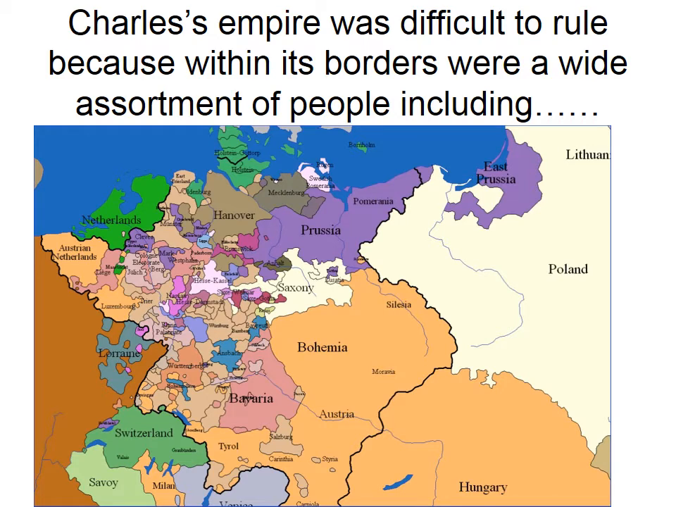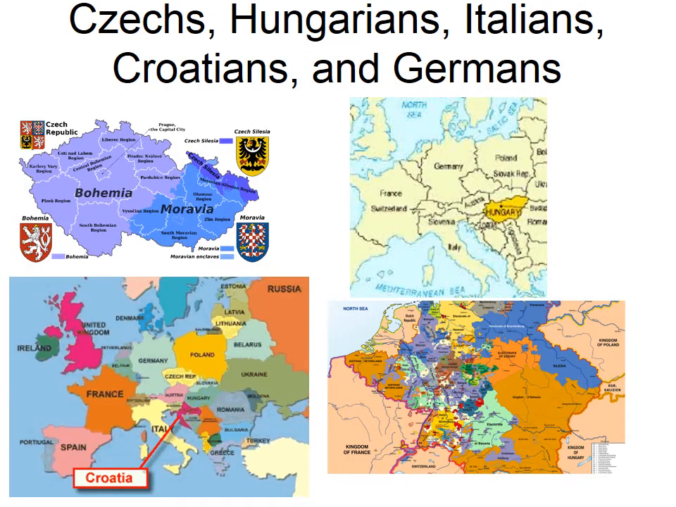As we mentioned before, the Holy Roman Empire was very difficult to rule, and so this is going to be the same for Charles. Its borders were a wide assortment of people. This included Czechs, Hungarians, Italians, Croatians, Germans, and if you guys know anything about those cultures, they're very, very different. They speak different languages, they eat different food, they wear different clothing, and so because of this diverse culture, this is going to pose a problem for anyone who rules over the Holy Roman Empire. And this is one of the main reasons why Germany winds up uniting later on, and we'll discuss that in quarter 3.